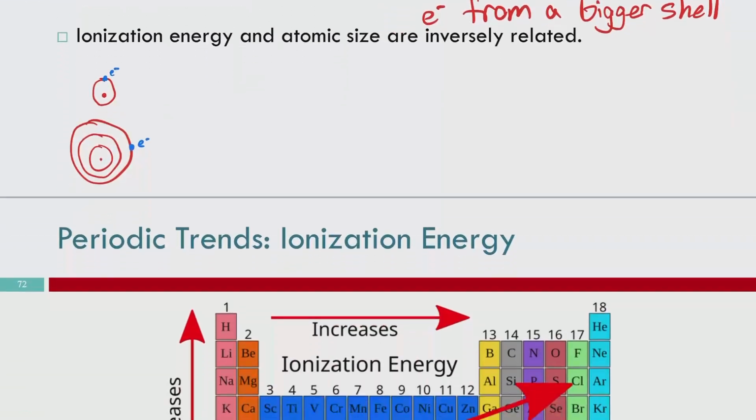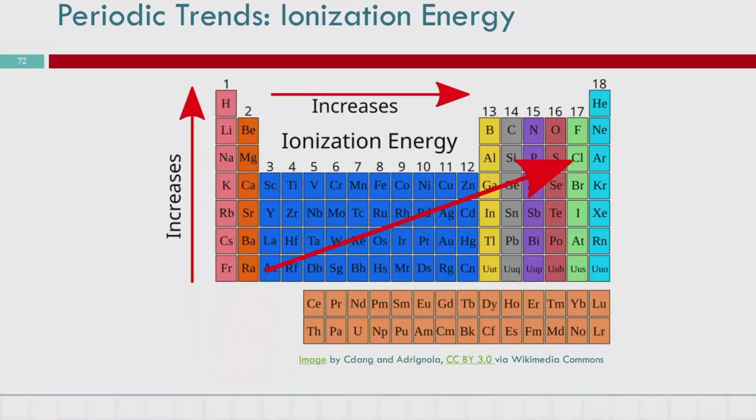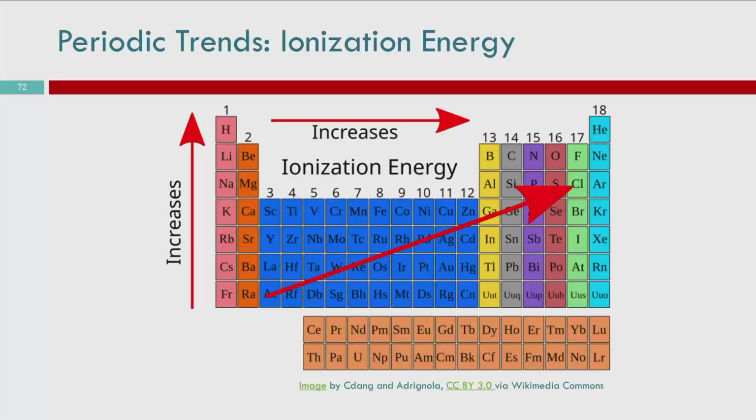So for ionization energy, our trend is that it increases up and to the right. Those are our directions of increase, which is the opposite of atomic size.